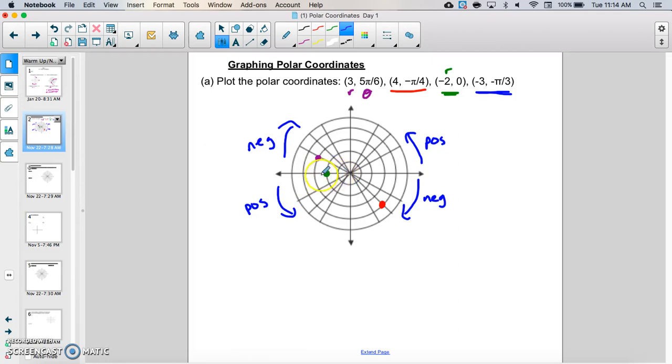So I'm going to count out to 1, 2, 3, and then I'm going to go in the -pi over 3 direction. So this is going to be my -pi over 3. So regardless of whether you started with a positive r or a negative r, either way, the positive direction will be counterclockwise, negative direction will be clockwise.